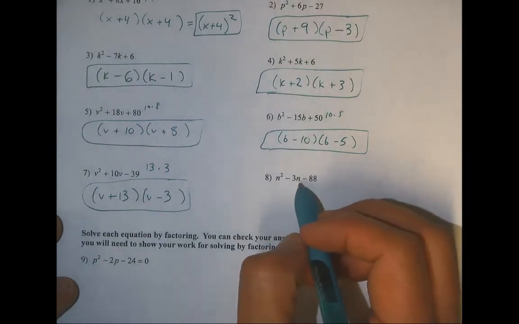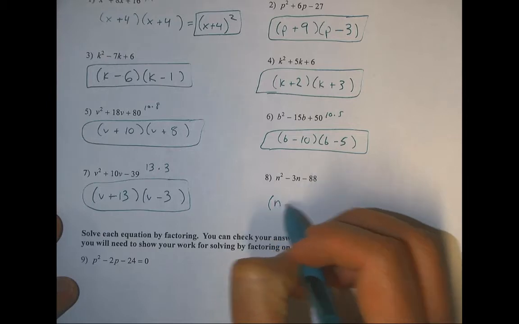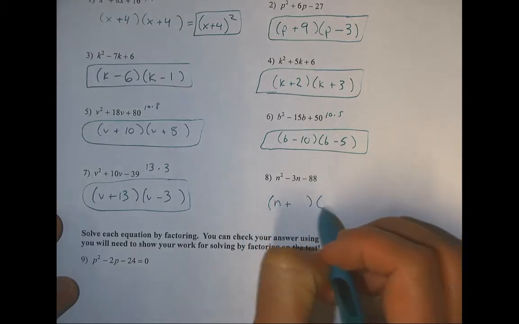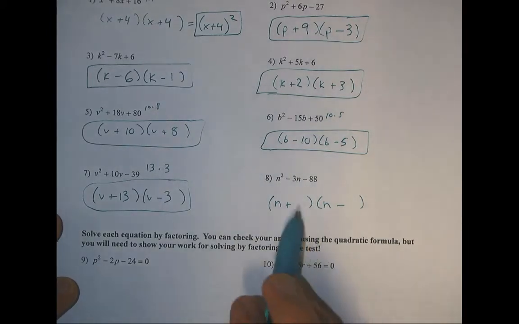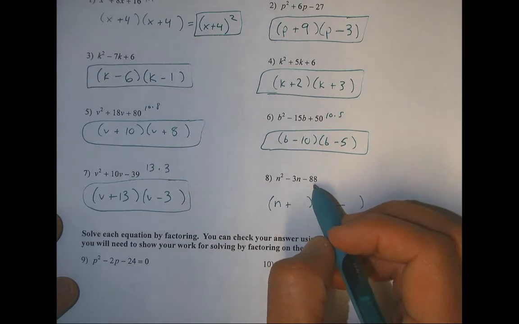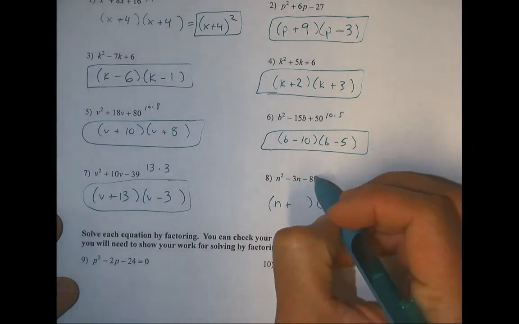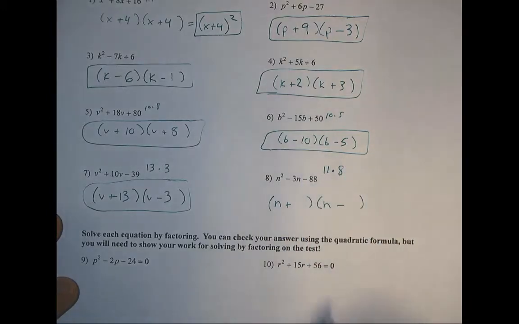Number 8, a negative and a negative. Well, if the product's negative, we know only one of these is going to be negative, because when you multiply, you need a positive and a negative. And my first instinct when I see 88 is to think 11 times 8. It's one of those 11 numbers.